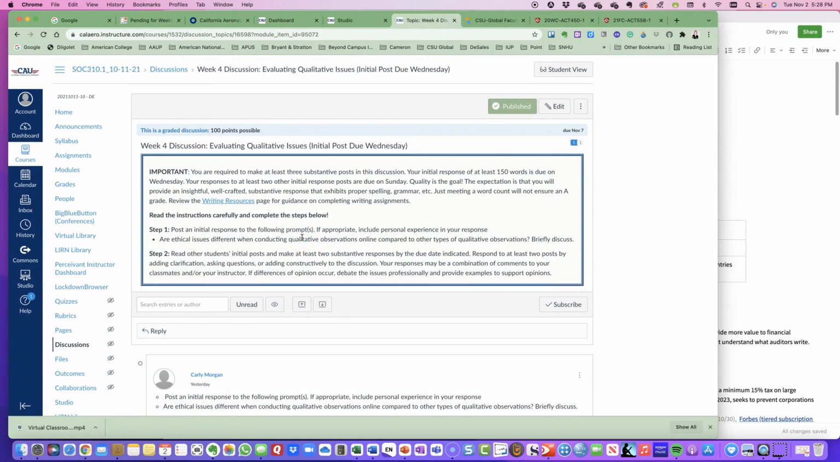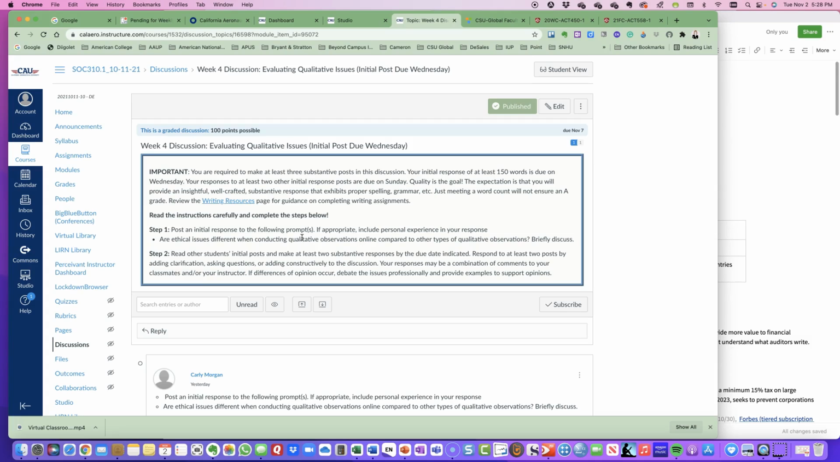So you're going to make 3 posts in this discussion. Your initial post, which should be at least 150 words, and hopefully you'll do that by tomorrow, Wednesday. And then your responses, you want to respond to at least 2 others, and that's due on Sunday. Key here is quality over quantity, right? The expectation is that you provide insightful comments and a well-crafted response with some substantive nature that shows that you can spell properly, use grammar, and obviously use some citations in the process.